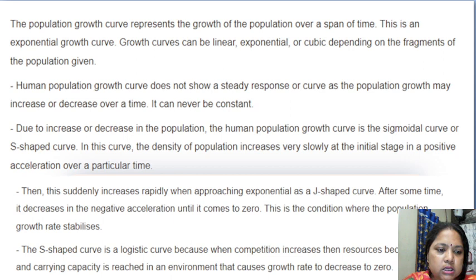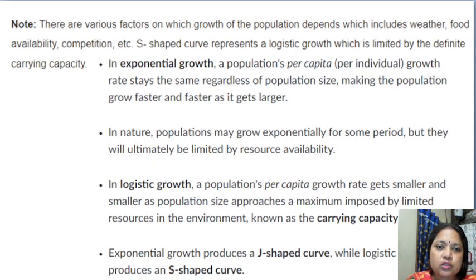Now let us see what is next. There are various factors on which the growth rate of population depends, which include weather, food, and competition. How the population will grow depends upon the local climate, local food availability, and how the species are competing with each other. The S-shaped curve represents logistic growth, which is limited by a definite carrying capacity. In exponential growth, a population's per capita, meaning per individual, growth rate stays the same regardless of population size, making the population grow faster and faster as it gets larger. In nature, populations may grow exponentially for some period, but they will ultimately be limited by resource availability.